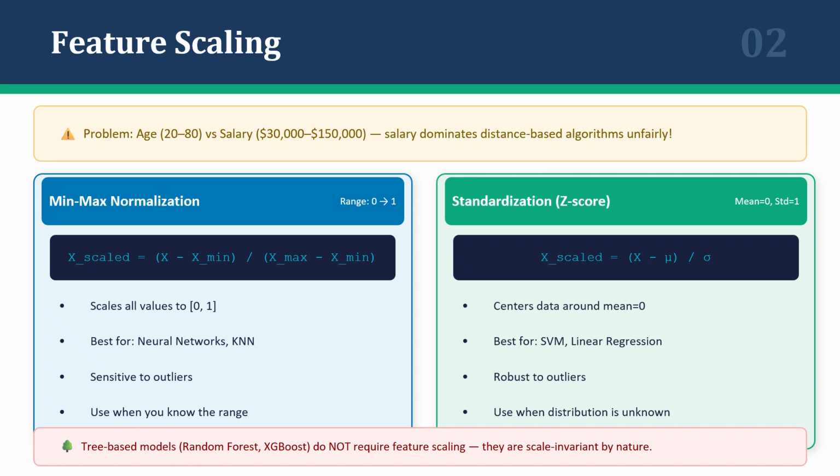Always fit the scaler on training data only. It will then transform both train and test sets. Never fit it on the entire dataset, as this causes data leakage. Algorithms that need scaling are linear or logistic regression, SVM, KNN, neural networks, and K-means. The algorithms that don't need it are decision tree, random forest, XGBoost, and gradient boosting.